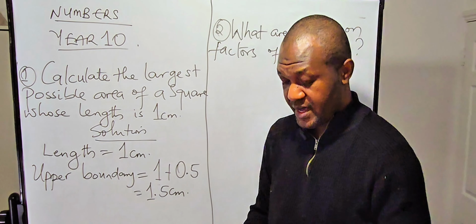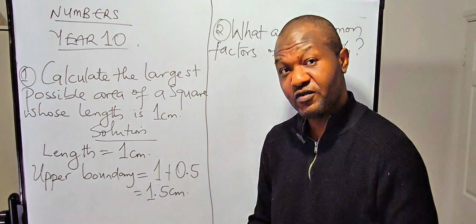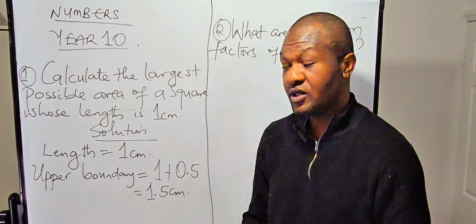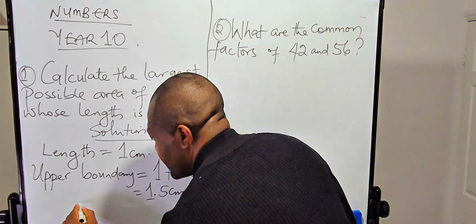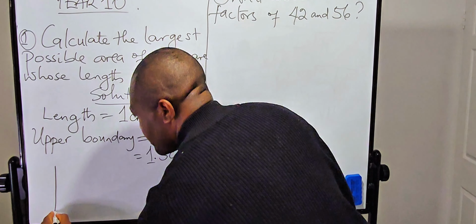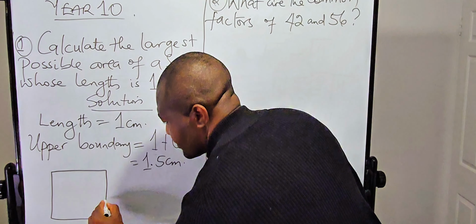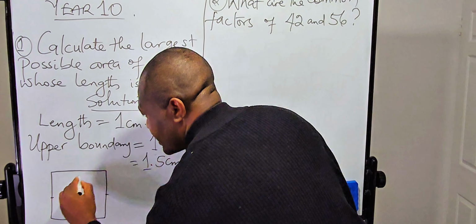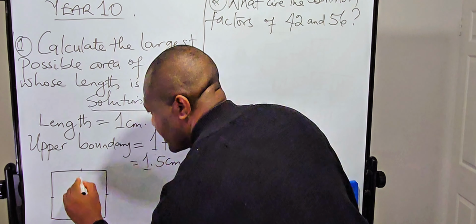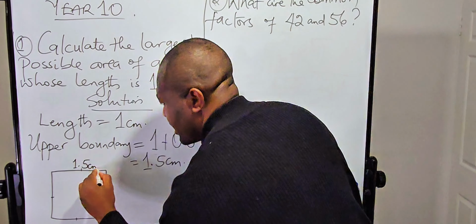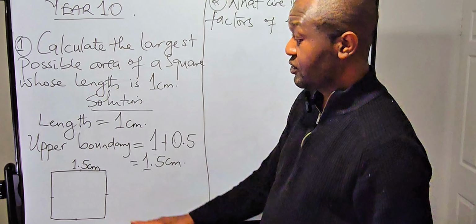And now a square is that shape, a four corner shape that has all the four sides equal. So if I draw my square, I could have something like this, this side equal to this side, equal to this side, equal to this side, and all of them will now be 1.5 centimeters. So that is a square.